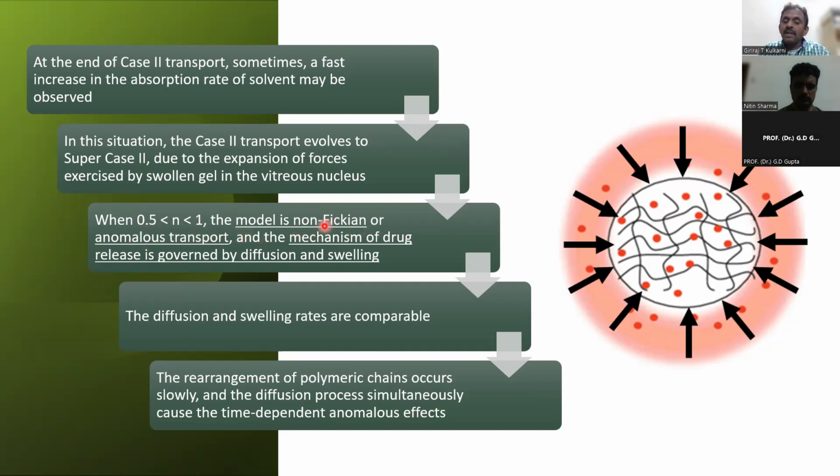So here the model is non-Fickian, also called anomalous diffusion, and the mechanism of drug release is diffusion and swelling. Both are happening together. Diffusion and swelling rates are comparable, meaning whatever the diffusion rate, the swelling rate will be almost near to it. Rearrangement of polymeric chains occurs slowly, and the diffusion process simultaneously causes time-dependent anomalous release here.